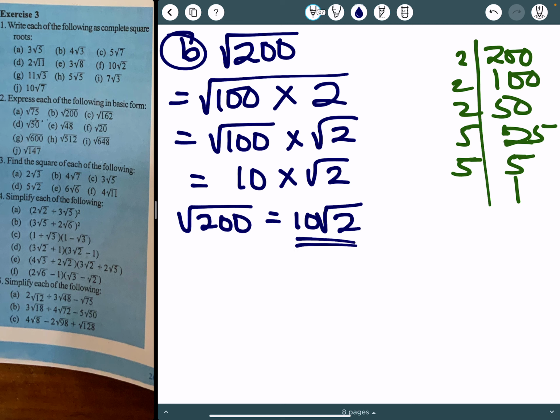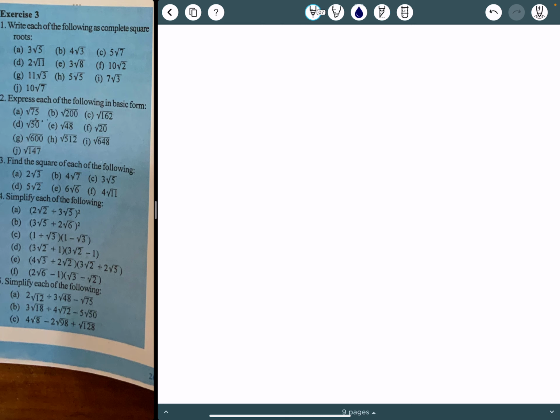Let me skip those in the middle and go to I. Let's do I together. Root 648. Let me go to the next page. I. Root 648. Now, in the simplest form, 648, I'll start my division with 2. 2 here, 324. 2 here, 162. 2 here, 81.